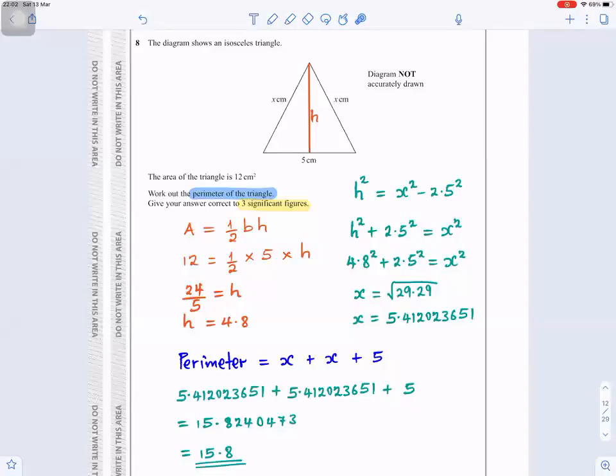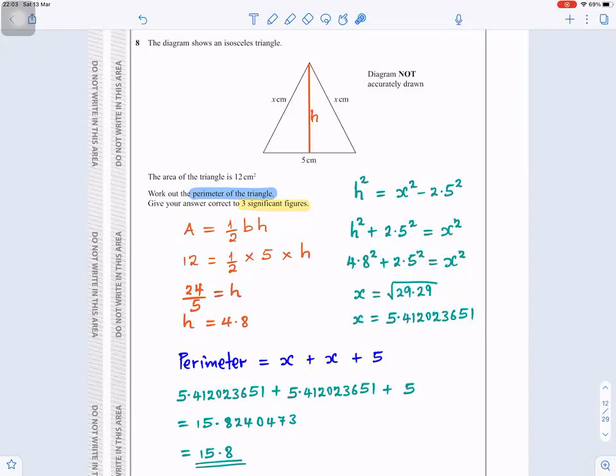Question number 8. The diagram shows an isosceles triangle. Diagram not accurately drawn, so you cannot just measure it and get the length. The area of the triangle is 12 centimeters squared. Work out the perimeter of the triangle. Perimeter is the distance around the triangle. Give your answer correct to three significant figures.